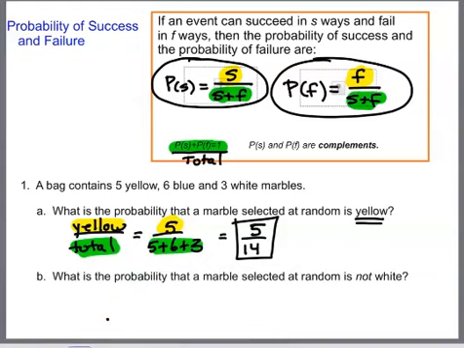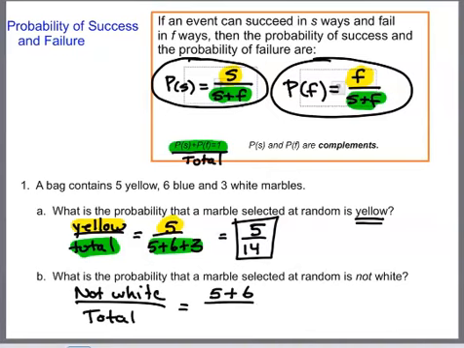What is the probability that a marble selected at random is not white? Okay, so this time we don't want it to be white. If we want to think of that as a failure, we can. But if we just want to think of it as how many are not white out of total, the number that are not white in this case is the yellows plus the blues over the total. So if we want to think of that as fails plus successes, we can. That's 11 out of 14.